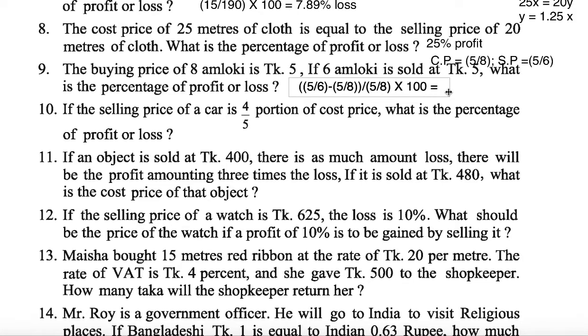Is it not 3? 24, 6 times 4, 8 times 3. Okay, that is 1 upon 24, right? So 100 by 3. 8 times 3 is 24, right? So 33.33% profit in this case.